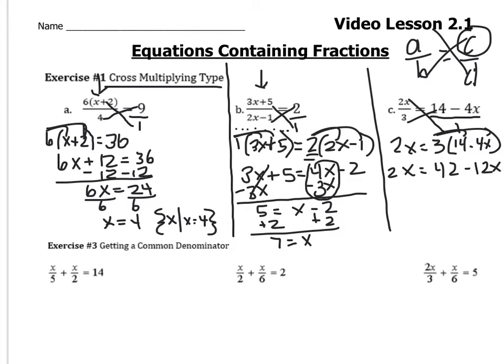Again, we have the variable on both sides. Your goal is to get the variable on one side and a number on the other side. Well, since we already have the number on the right side, I'm going to get rid of the 12x. Add 12x to both sides. 2x plus 12x gives me 14x. These cancel. I'm left with 14x equals 42. Dividing both sides by 14, 42 divided by 14 is 3. X is equal to 3.